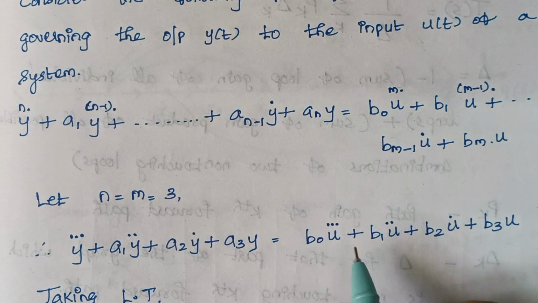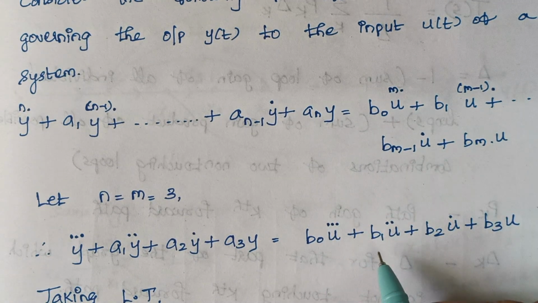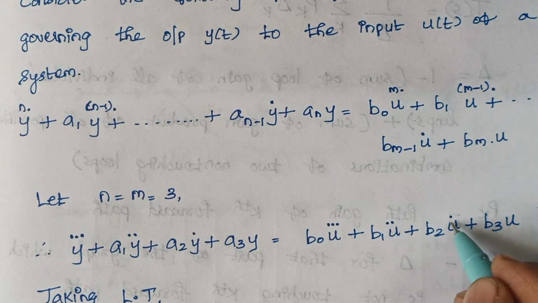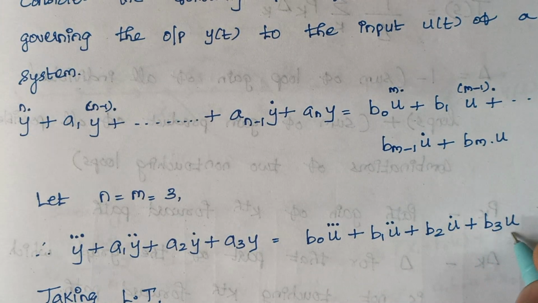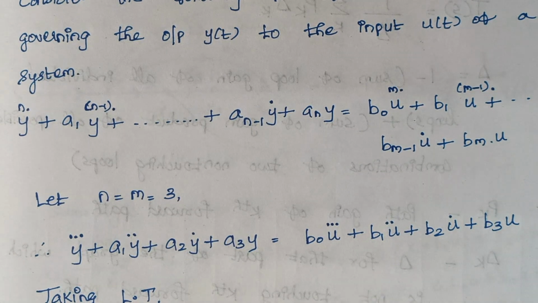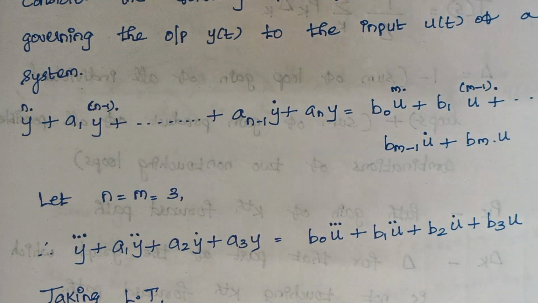So, therefore, the input u is differentiated thrice. And the next one is b1. The input is differentiated twice. And b2 input is differentiated once. And here the original form of input. Right. So, the next step is we are going to take the Laplace transformation.